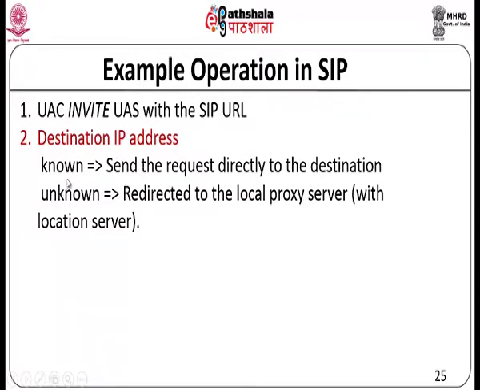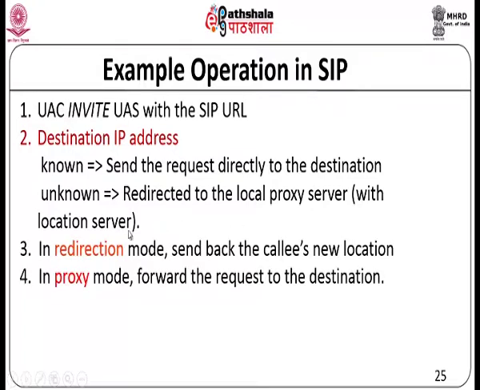Okay, so if it is known, then this request can be directly sent to that destination. If it is unknown, then it will be redirected to the local proxy server, which may be located along with the location server, or which will talk to the location server and get some information. Now there are 2 modes possible when the destination IP address is unknown.